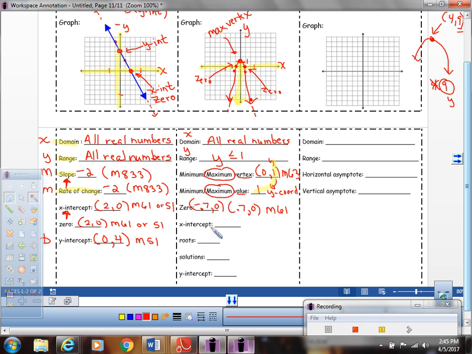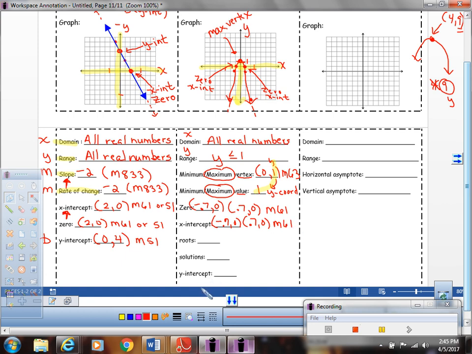Where would I find that? Same place as a 0. So it's the same answer. An x-intercept can be found where the graph crosses the x-axis, and that's where my 0 is too. So let's put the same answer, and let's put the same steps for the calculator, because those are the steps you can use. M61.